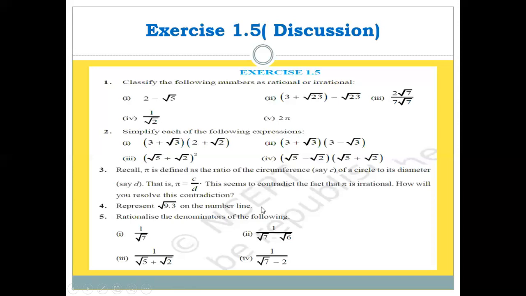Fourth question, I have discussed this. In the previous slide, we have represented root 9.3 on the number line. And the fifth question is about rationalization, and you can rationalize all these parts. 1 upon root 7 must be multiplied by root 7 upon root 7. Second part, you multiply by root 7 plus root 6 upon root 7 plus root 6. And in the third part, again, change the sign here. That is positive, you make it minus and multiply numerator and denominator with root 5 minus root 2 upon root 5 minus root 2. And similarly, we have to do the fourth part of this fifth question as well.